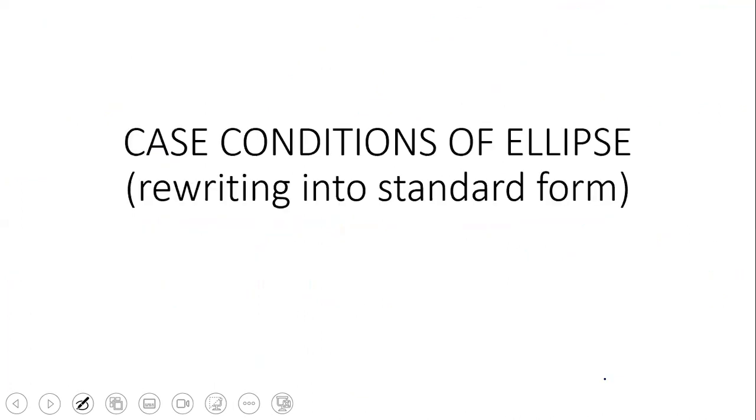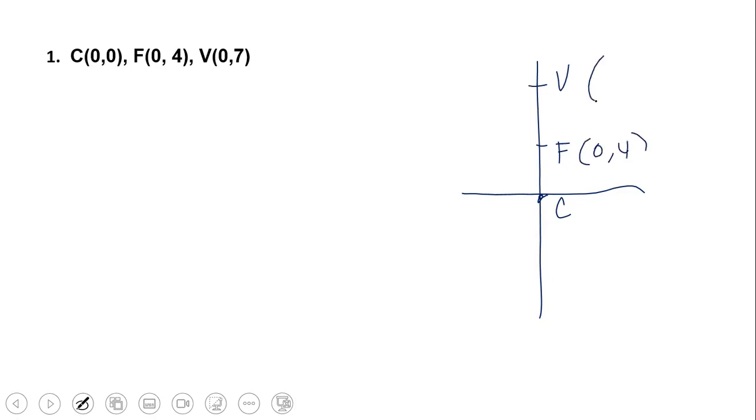Okay, next. So we're done with the location of points. This time we have the conditions of ellipse. So we're going to rewrite it into the standard form. So when you're given the center, focus, and vertex, remember, if we're going to draw it on the Cartesian plane, center, focus, vertex. So this one is 0, 4, this is 0, 7, 0, 0.